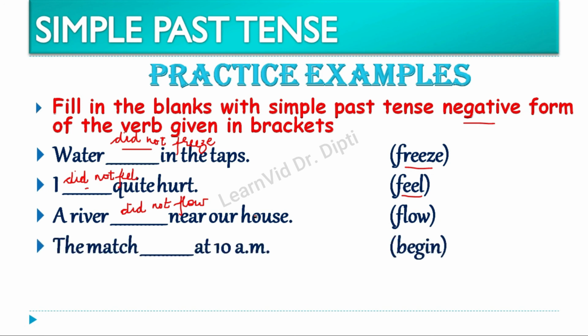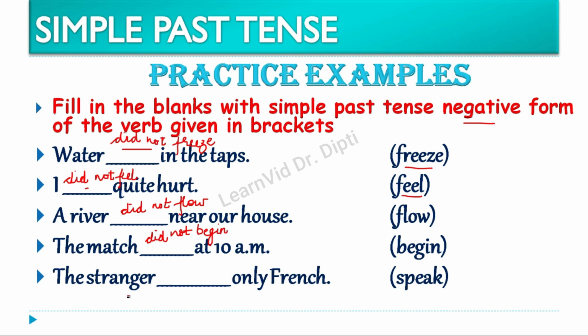Now the next one, the match dash at 10 a.m. and the verb given is begin. तो आंसर हो जाएगा करेक्ट. आंसर होगा did not begin. यहाँ पर began नहीं आएगा, यहाँ पर begin लगेगा. The match did not begin at 10 a.m. and the last one over here, the stranger dash only French speak. The stranger did not speak only French. तो आ जाएगा the stranger did not speak, this is the root form of verb, only French.